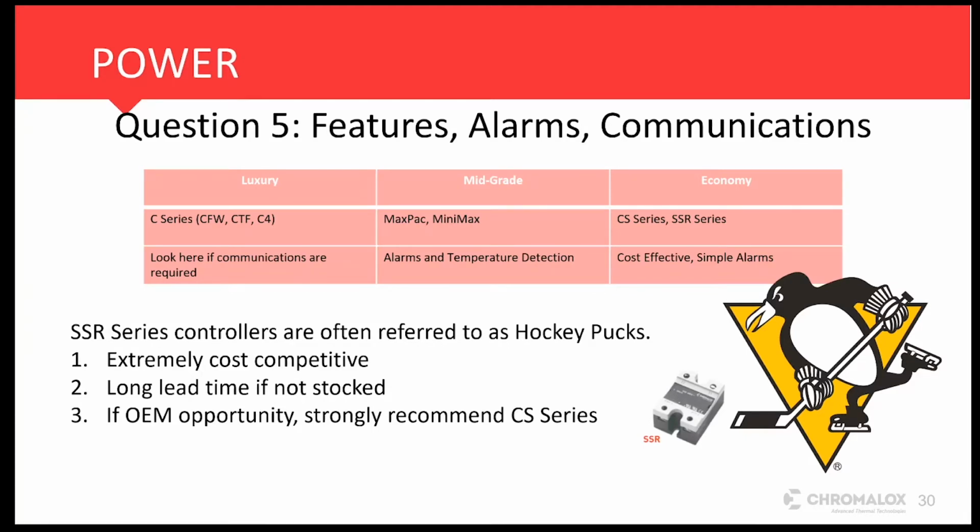Then we have our mid-grade, used a lot with OEMs, which would be our Max Packs and our Mini Max. They have way less communication options than the C series, but they do have a good amount of alarms and some other features that'll come in handy. Plus, they're compact and can handle some really high amperages as well. And then finally, we have the economy series, which is our CS series and SSR series of SSRs. They're really simple. The CS series has some simple alarms, but nothing groundbreaking by any means. If you're working with higher volumes and really just need something simple to turn a heater on and off, that's where you're going to want to look.